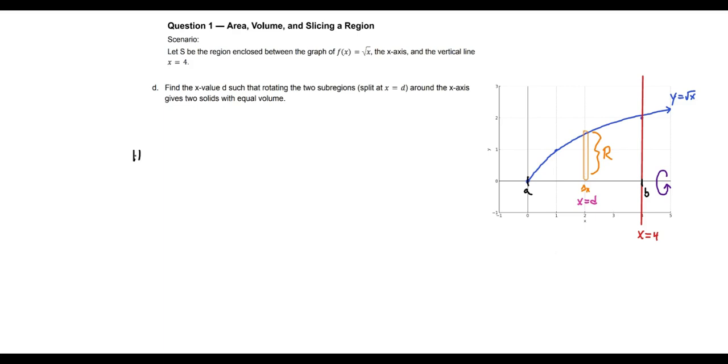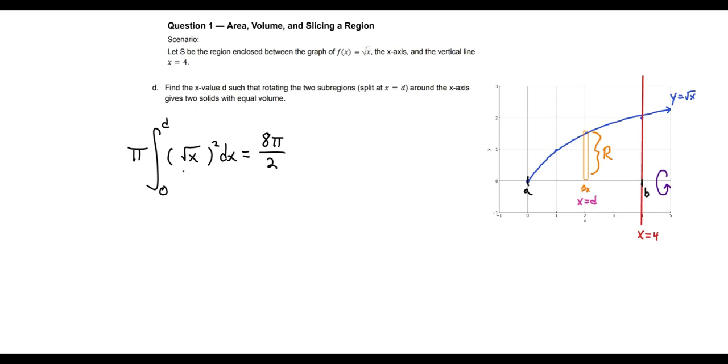So we're going to use the same integral that we had from before, where we have pi times r squared, and r, we discovered, was the square root of x. But instead of going from 0 to 4, we're going to go from 0 to d like this. And then because we want two equal volumes, well, remember, we found the volume was 8 pi. All we have to do is divide that by 2.